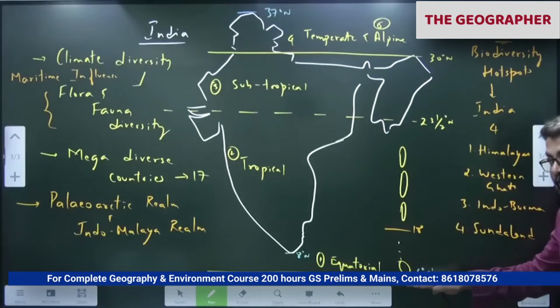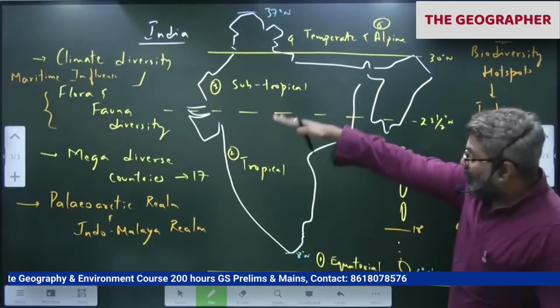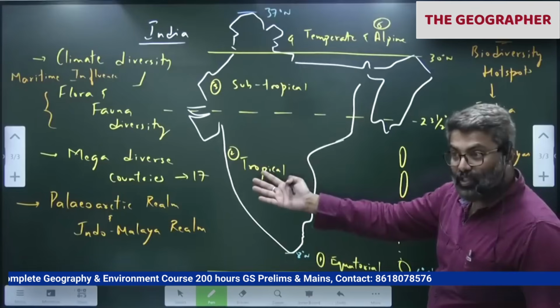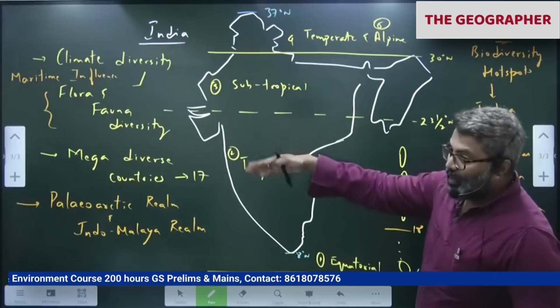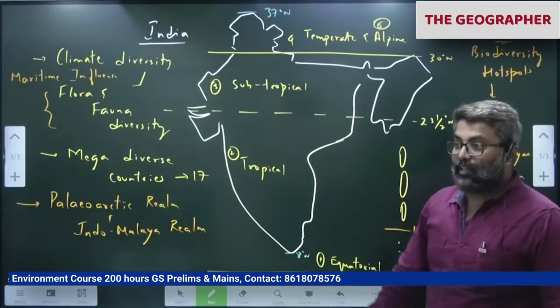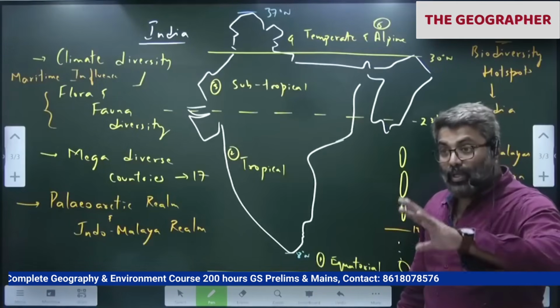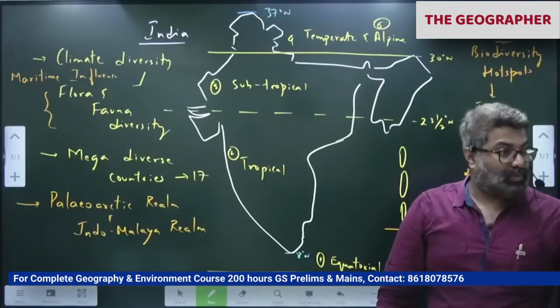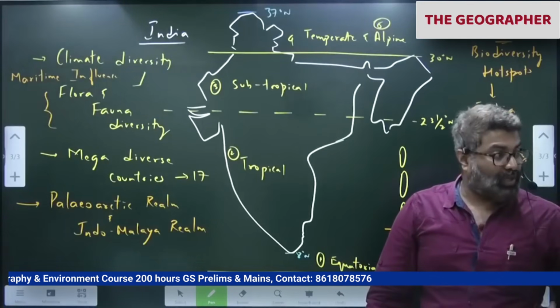Here we have equatorial rainforest biome. Here we have tropical forest, deciduous forest, thorny forest. Similarly, different places, different biomes or different vegetation we have. So what I am going to do, I am going to divide India into 10 biogeographic zones. How many biogeographic zones? 10.